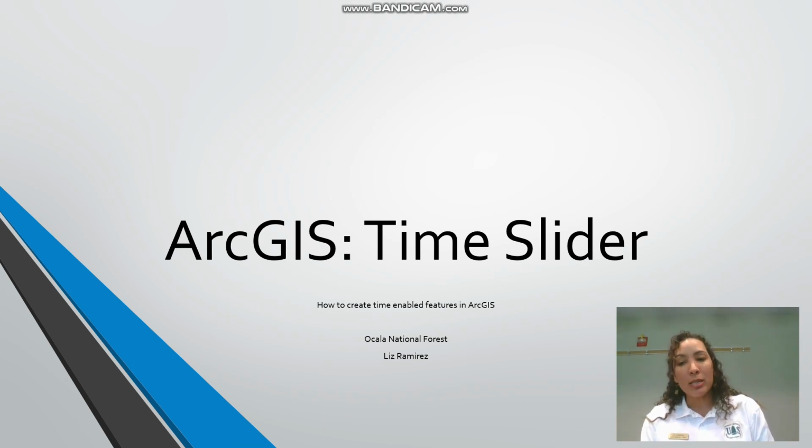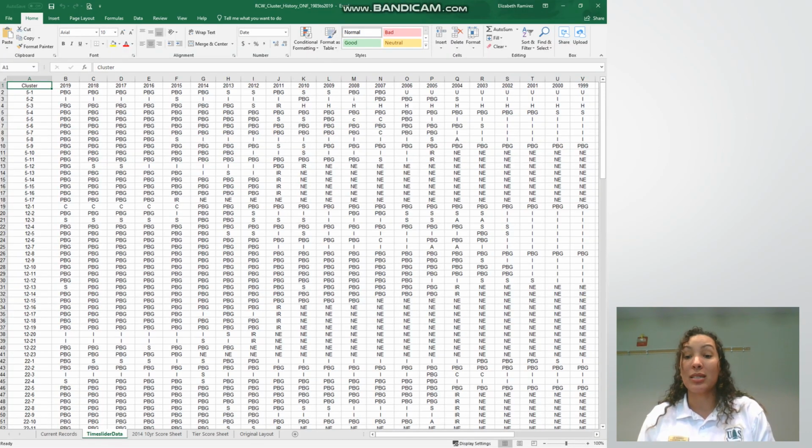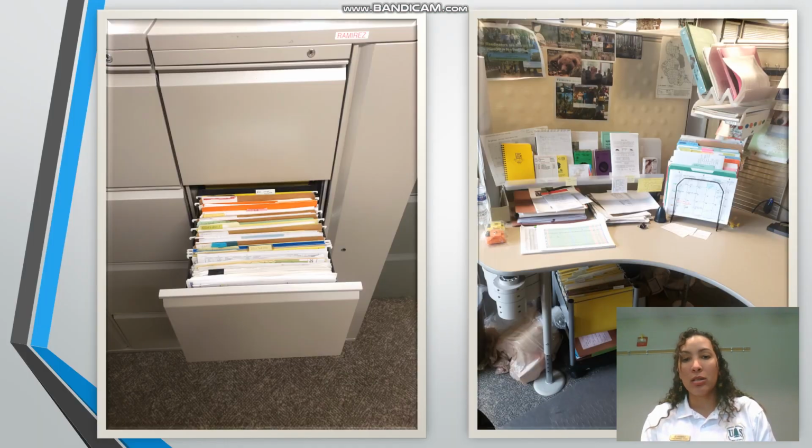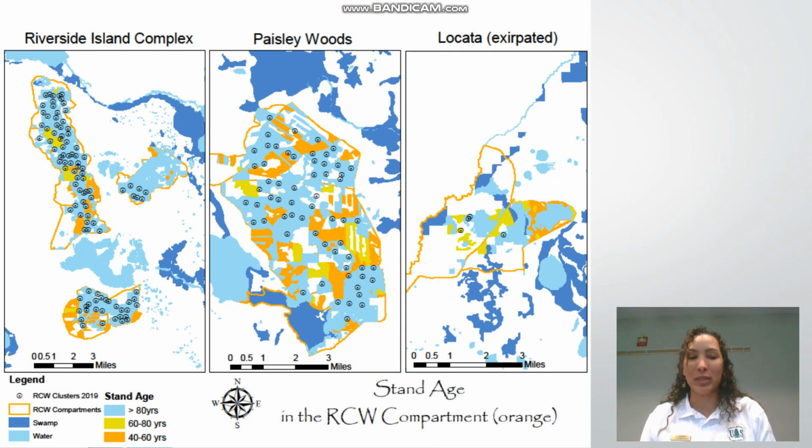I don't know about you guys, but I tend to collect a lot of information about these birds, red-cockaded woodpeckers. And I have them stored in Excel files, and I have them hidden away in ArcGIS layers. And I also have them under my desk and in filing cabinets, just kind of placed all over the place.